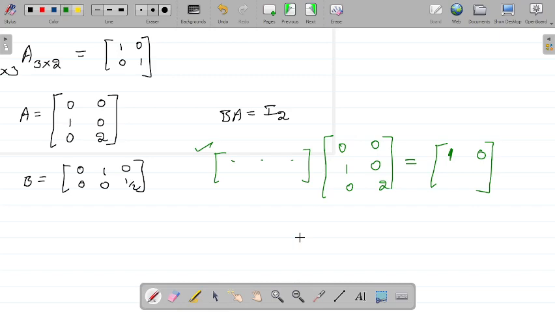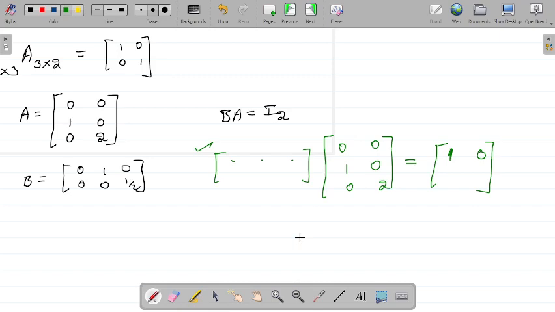Next, I exactly need the second row here. So I'm going to keep 1 times the second row, it gives me 1 comma 0. But I don't need the third row here. So 1 times the second row plus 0 times the third row gives me 1 comma 0.